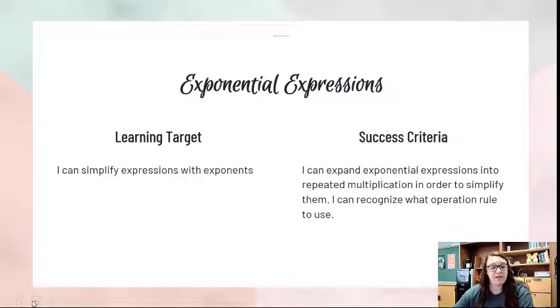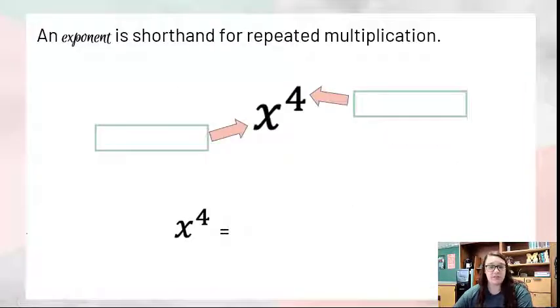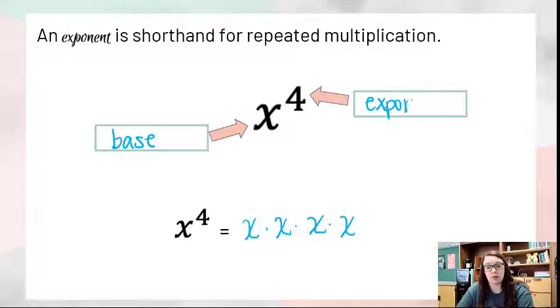Let's jump in and look at our first idea, which is some vocab. An exponent is a shorthand for a repeated multiplication. By repeated multiplication, I mean x to the fourth really means x times x times x times x. So there's 4 x's and they're all getting multiplied, and this is a long way to write it, so this is the shorthand version. What we call the x is the base, and 4 is the exponent. The whole thing makes an exponential expression.